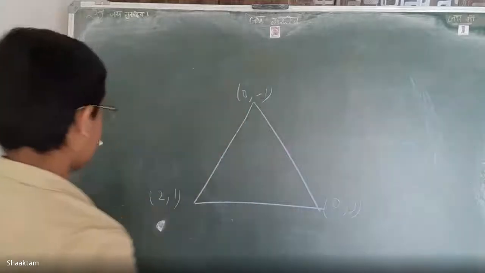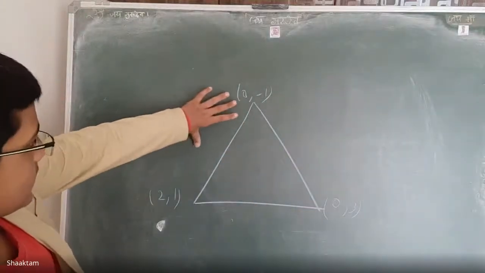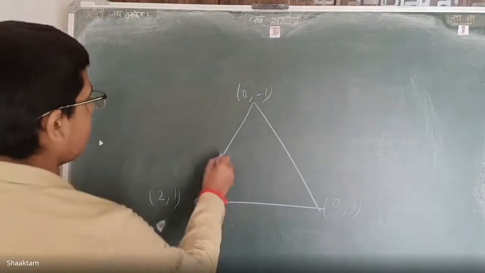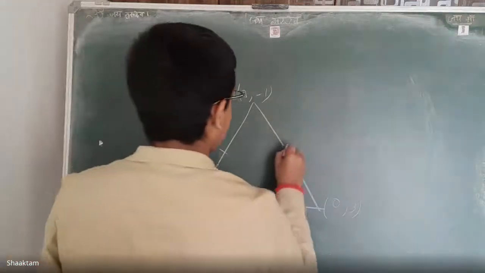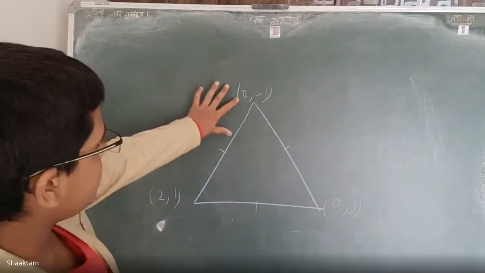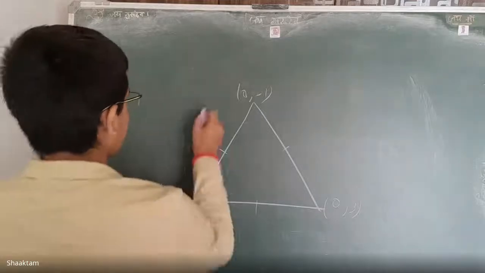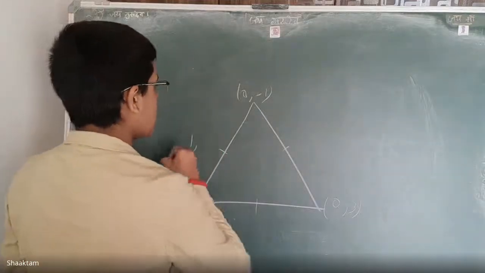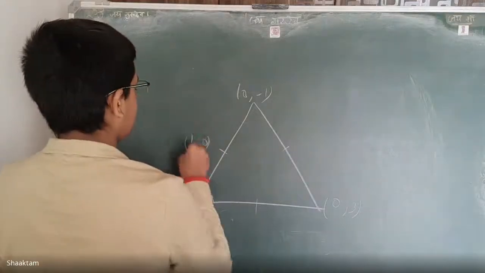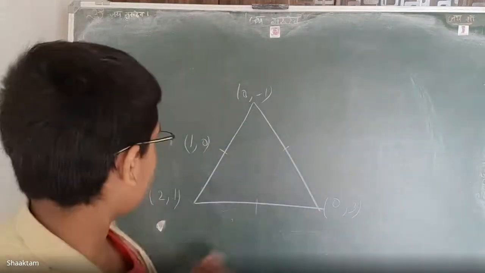Midpoint formula, I taught everyone. So it would be 0 plus 2. The coordinates of the midpoints, let's say the midpoints are here, here, and here. The x coordinate will be (0 plus 2) by 2, which would be 2 by 2, which would be 1. Minus 1 plus 1 by 2, that would be 0. So I'm writing (1, 0).